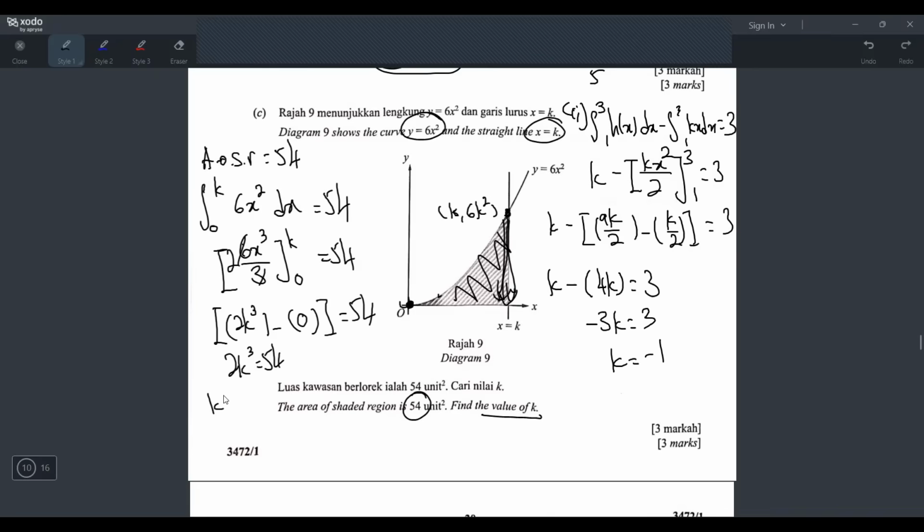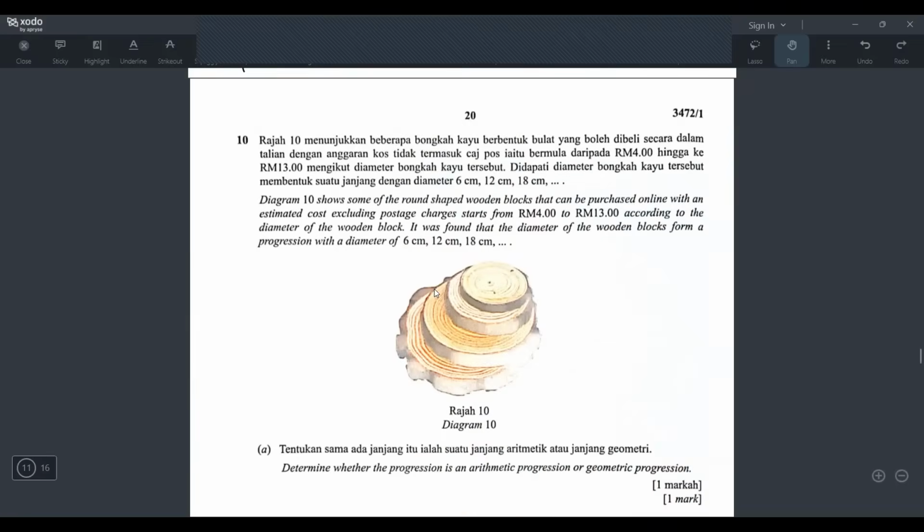54. Therefore, k power 3 equals 27. k equals the cube root of 27. So k equals 3. Okay, so that's the answer. Okay, done. Quite easy, this question. Okay, let's continue.